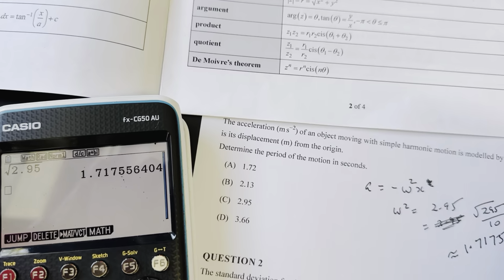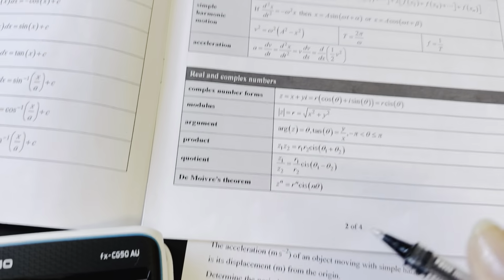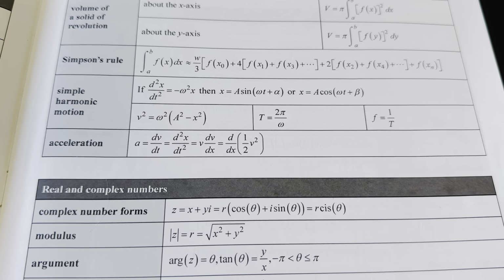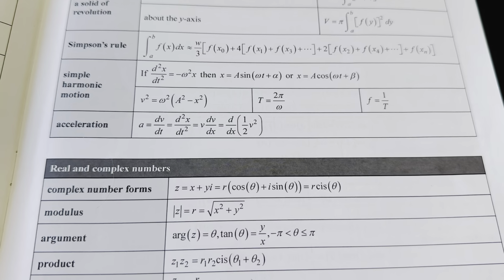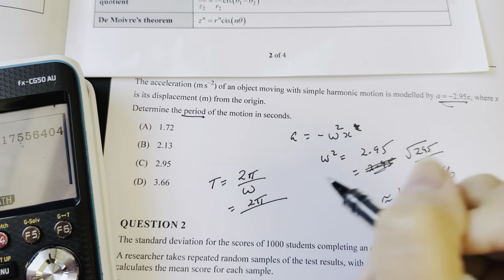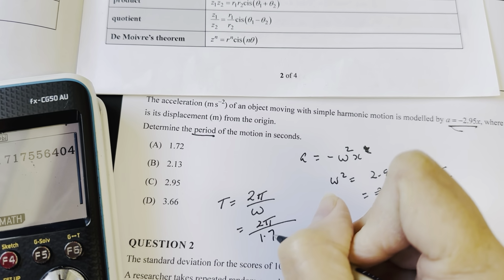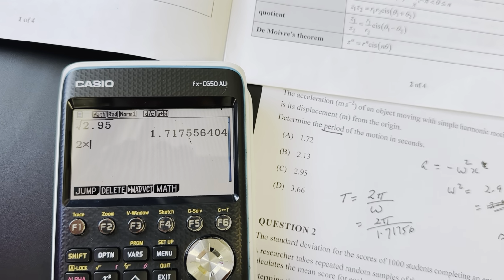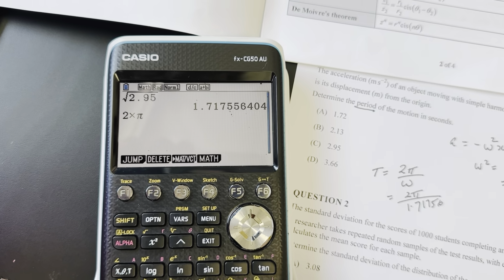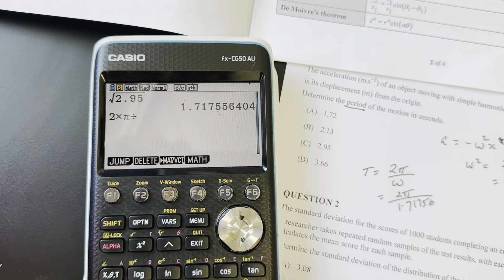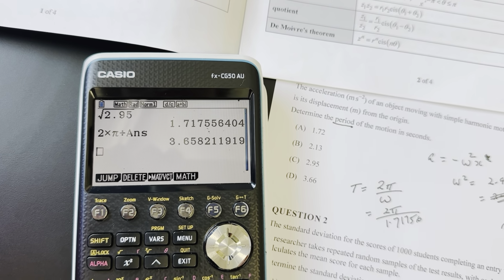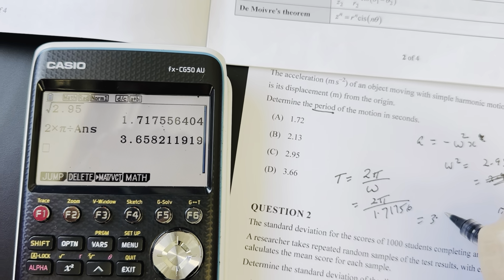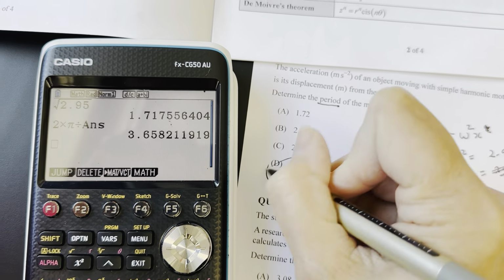Now, what was I asked? I was asked for the period. Go back to my rule sheet. There's the period. T equals 2 pi over that. So 2 pi over the 1.71756. Or on my calculator, I'm going to go 2 times pi divided by shift answer. That way I'll get the exact one, won't I? And I get 3.66. So D is my answer.